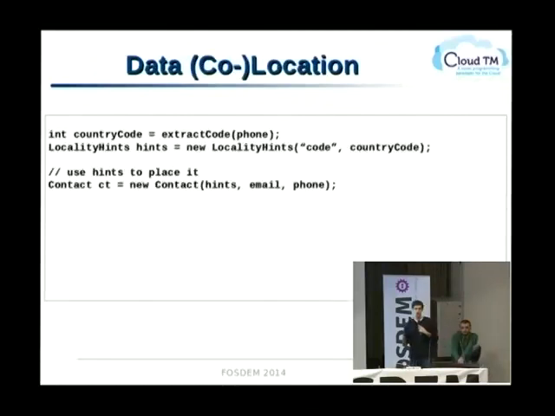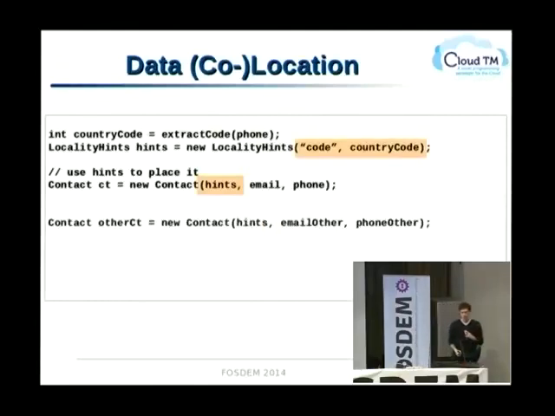Another cool thing is that you can co-locate data, simply using the same technique, where you can place these two contacts in the same machine by using the hints. Of course, ultimately, the framework has the choice of not doing that, because you might just put everything in the same machine, and that defines the scalability of your service.